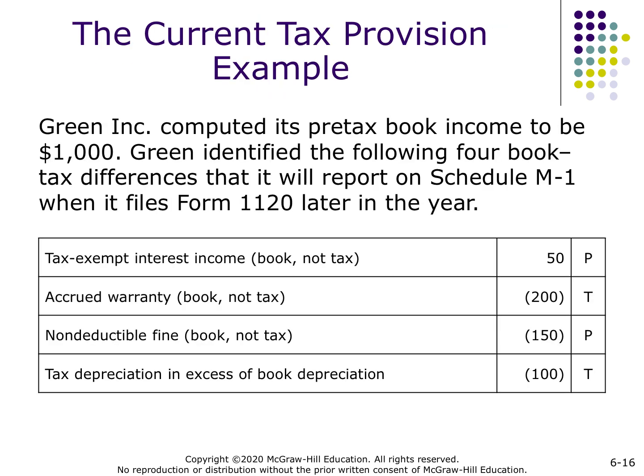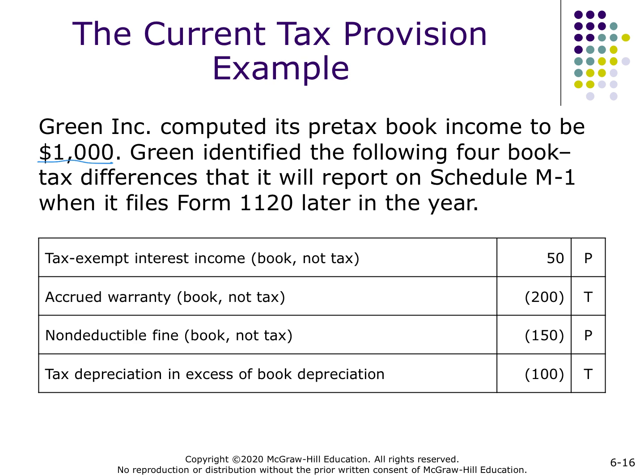All right, so here we have a really short example of the current portion of a tax provision. And so what are we given? Well, we're told that its pre-tax book income is $1,000. And then we've got four book tax differences, okay? We've got tax exempt interest. It's recognized for books but not tax. We've got accrued warranty, recognized for books but not tax. A non-deductible fine, recognized for book but not tax. And then depreciation in excess of book depreciation, okay? And then over here, we've got P's and T's related to whether they're permanent or temporary.